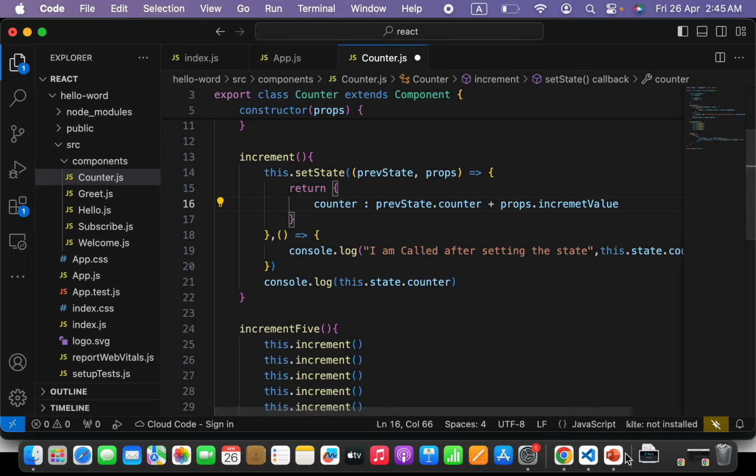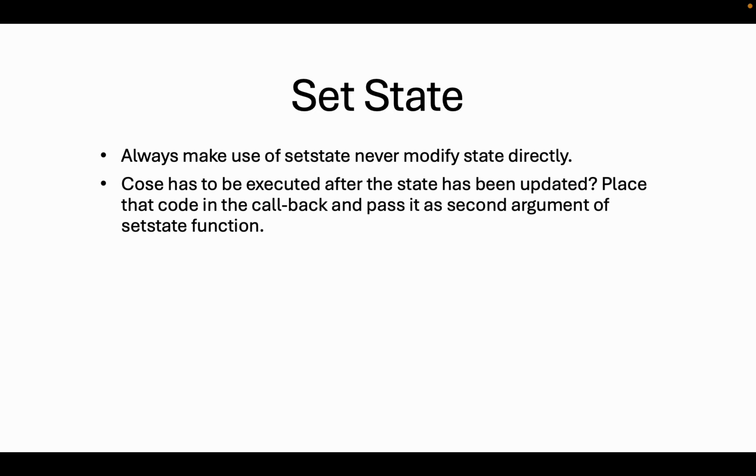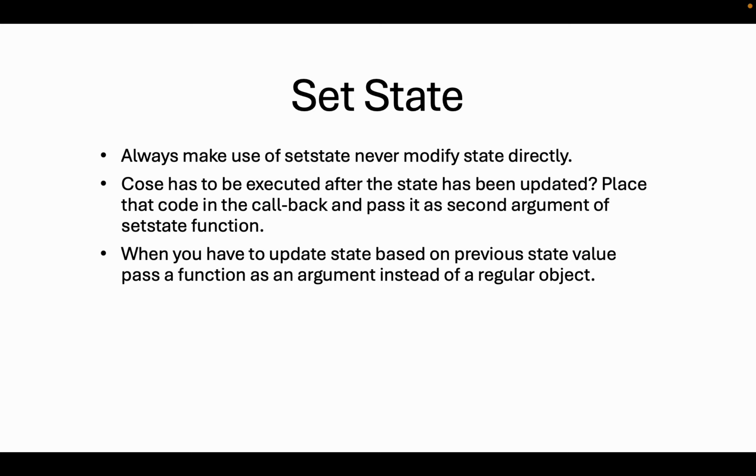Let me go ahead and summarize what we have learned today. In set state, always make use of set state, never modify the state directly. Code that has to be executed after the state has been updated, you need to place in a callback and pass it as an argument of the set state function, the second argument. When you have to update the state based on the previous value, like we did in our last example, incrementing 5 times, instead of passing a regular object, you need to pass a callback function where you can mutate the state.